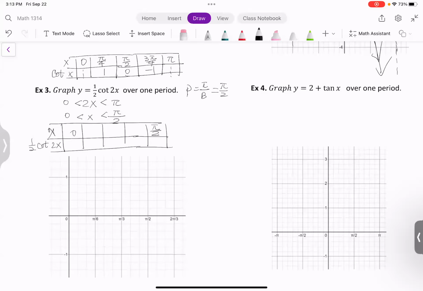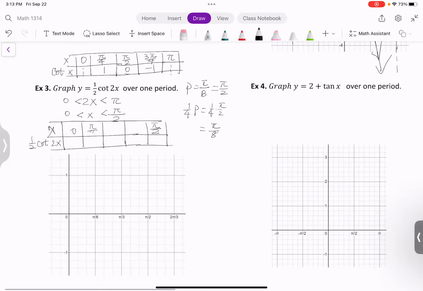And the 3 key points. How to find the 3 key points? Based on the 0, add 1/4 of the period. That's 1/4 of pi over 2, that's pi over 8. So that's pi over 8, pi over 4, and add a pi over 8 is 3 pi over 8.